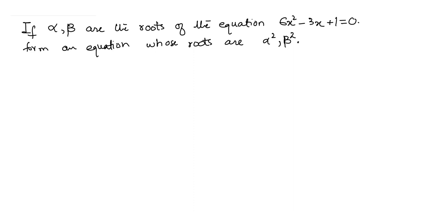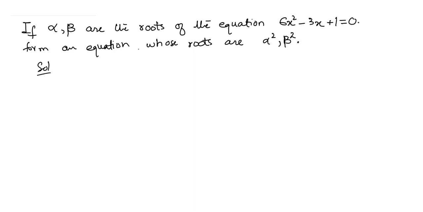squared and beta squared. So the first thing we have to calculate here is the sum of the roots and the product of the roots of our new equation which we are going to produce. For this we have to first calculate the value of the sum of squares and product of squares. So let's get started.